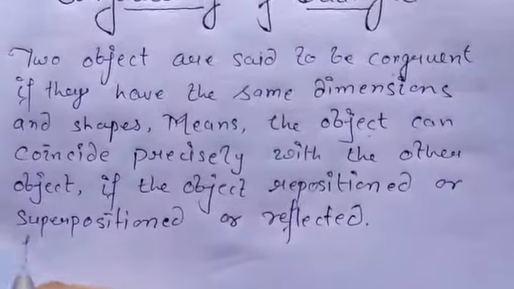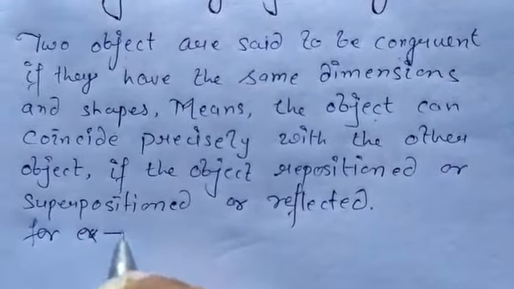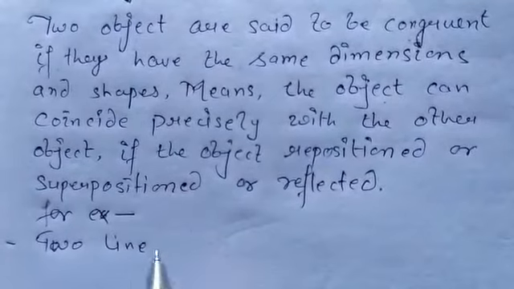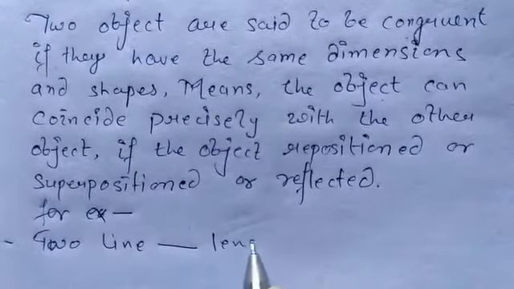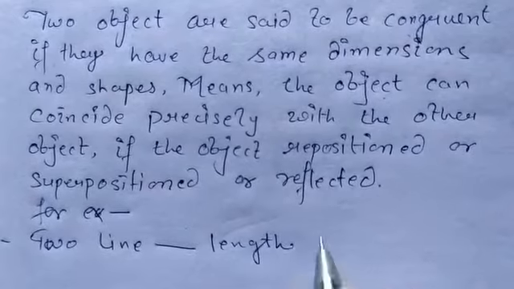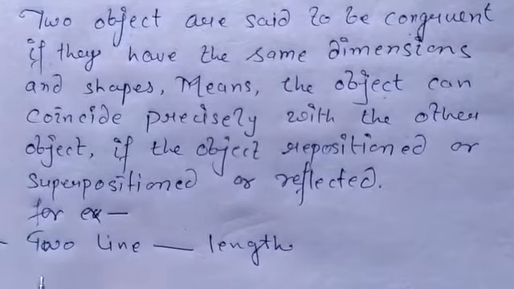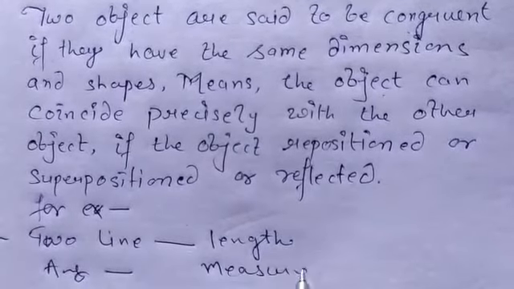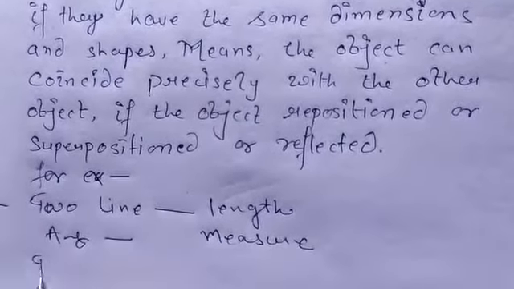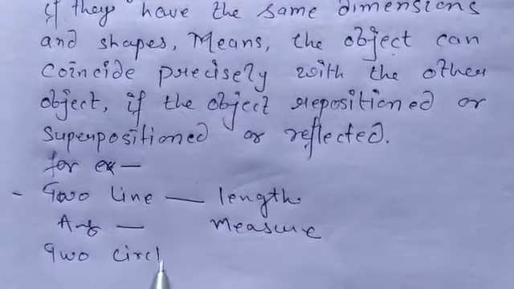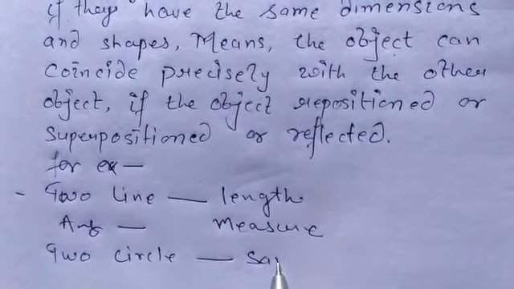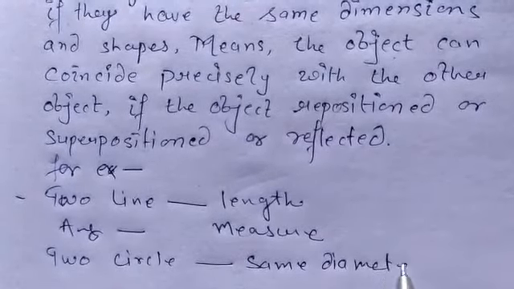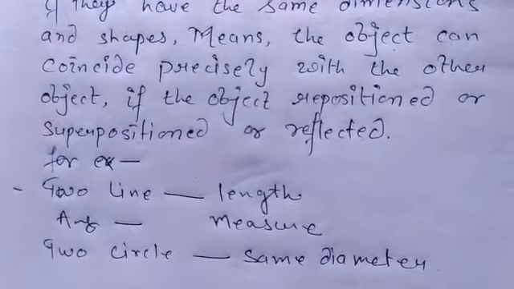For example, if two lines have the same length, then they are said to be congruent. Similarly, if two angles have the same measurement, then they are said to be congruent, and two circles having the same diameter are said to be congruent.